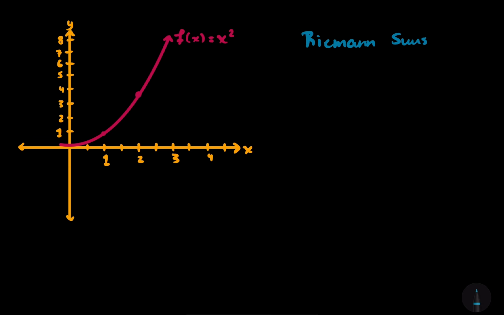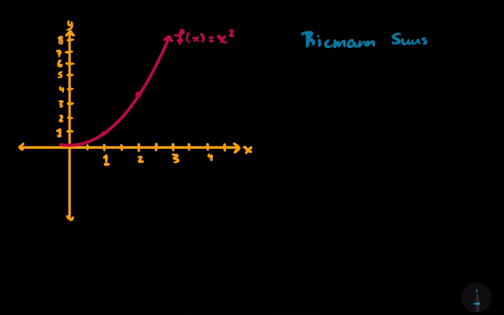Essentially what Riemann sums is all about is dividing up or partitioning the x-axis into subintervals and then forming rectangles beneath the function in order to sum up the area of all these rectangles to approximate a definite integral. Let me show you what I mean.